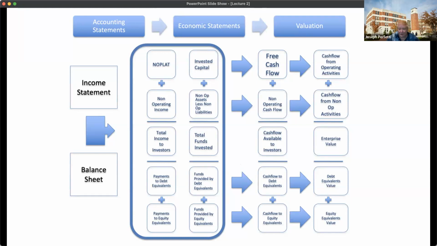And that's where we're going to go in 2 weeks when we do valuation, which is to forecast your free cash flows. That's the operating value of the firm. Forecast your non-operating cash flows. That's your non-operating value. Add the two together. That's your enterprise value. Pay off all the debt, and what's left is the residual, or equity value. The enterprise value is the cash that's available to the debt and equity holders.